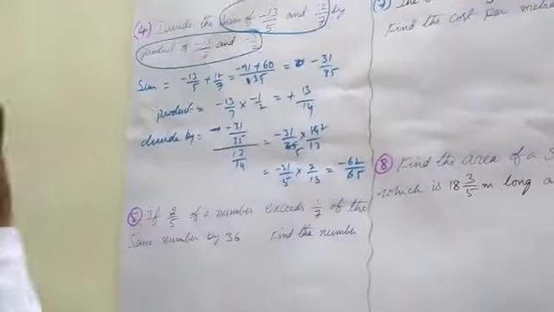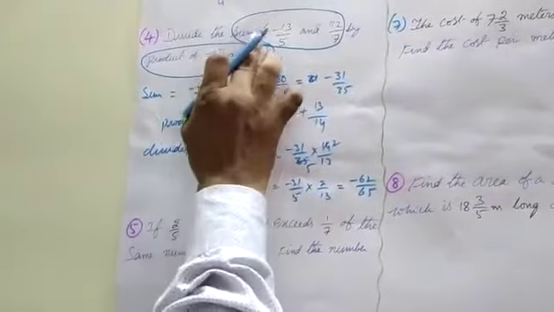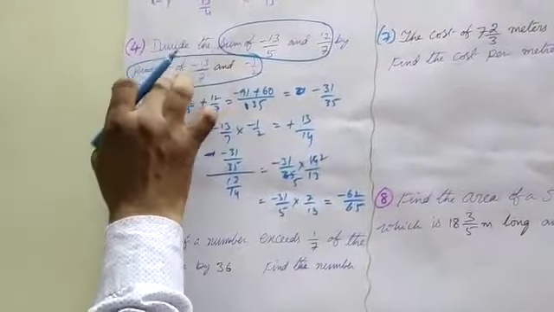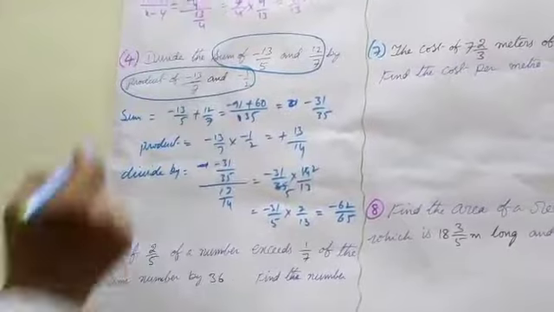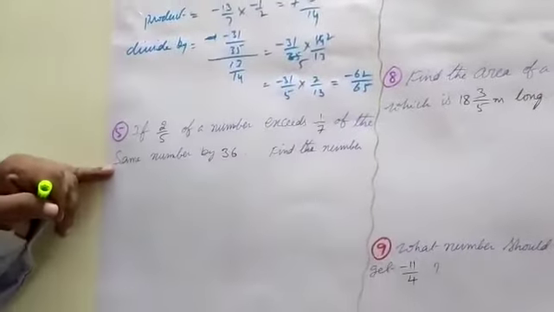Divide the sum of two rational numbers by the product of two rational numbers. Sum of two rational numbers divided by the product of two rational numbers. What is the condition? Divided by. See, let's go to the fifth.